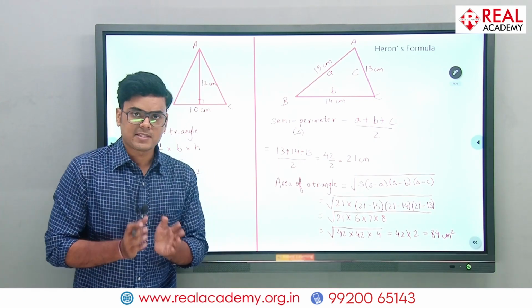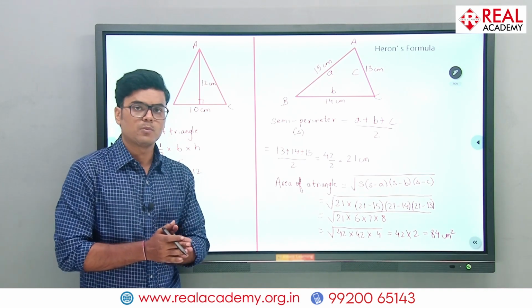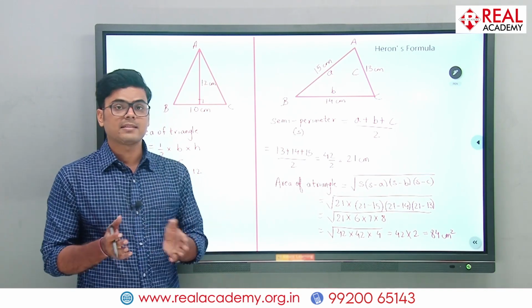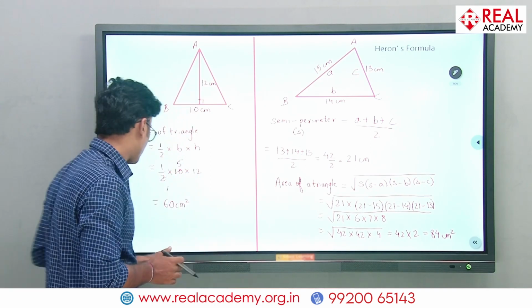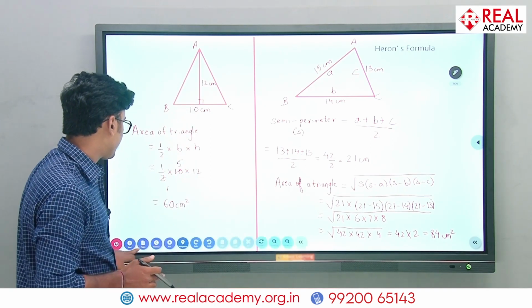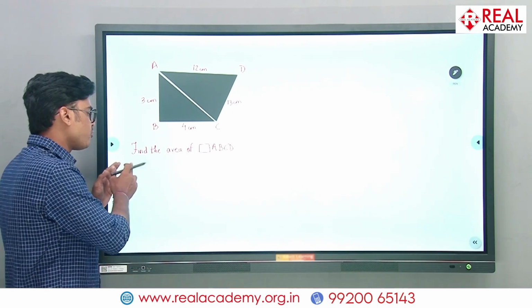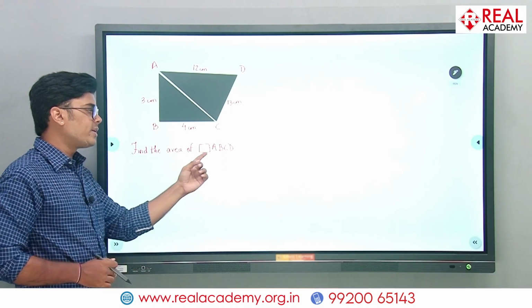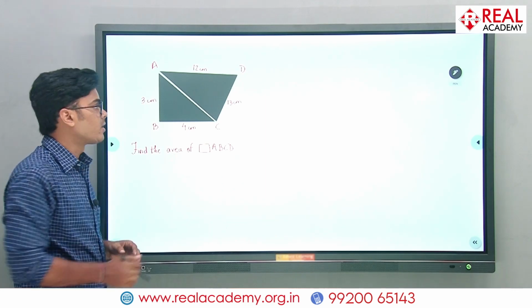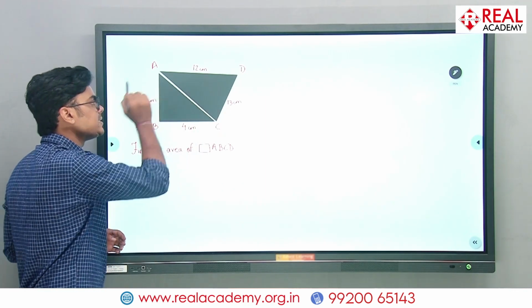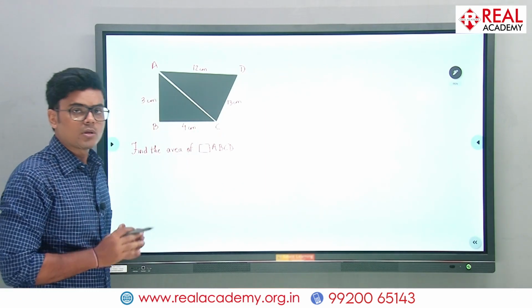Now let us solve some more questions using Heron's formula. These types of questions are there in your textbook. We'll see them. Okay. Going to the next page, you can see there is a diagram given here. We have to find the area of quadrilateral ABCD. You can see it is a quadrilateral ABCD. We have to calculate its total area.